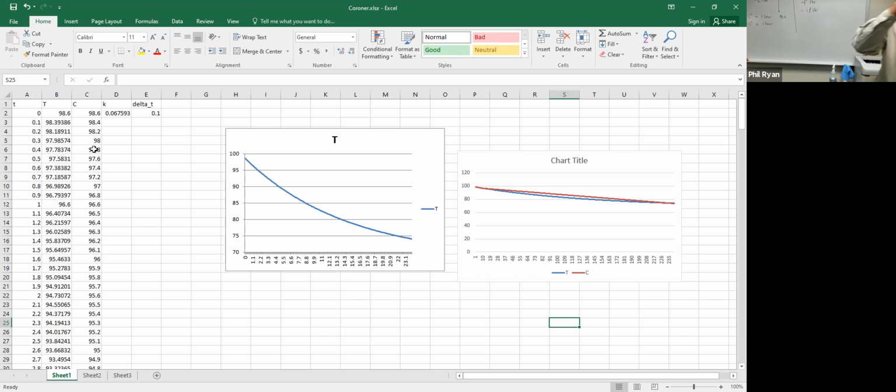So everyone try that. Try that with your Excel files. Let's see if we can get that to work.